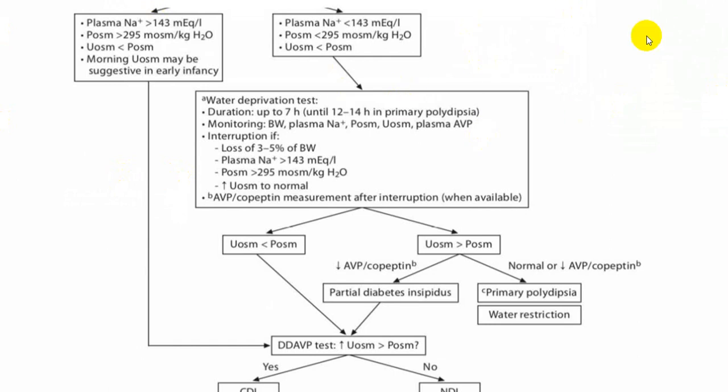So whenever a person comes to you, look at the plasma sodium level. If plasma sodium level is more than 143, you can think in terms of diabetes insipidus. Plasma osmolality will be elevated, more than 295. Urine osmolality will be less than plasma osmolality. And morning urine osmolality may be suggestive in early infancy. Straightforward, you can go for what we call a vasopressin or desmopressin test.